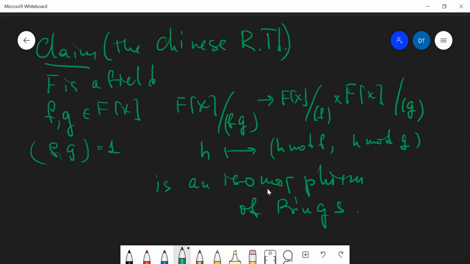So this is exactly the same claim as it was for the integers. And here we use Z_{nm} goes to Z_n times Z_m. So this is just the analogy of Z_{nm}. So are there any questions regarding the claim? Okay, I hope the statement is clear. Let me show you the proof of the claim.